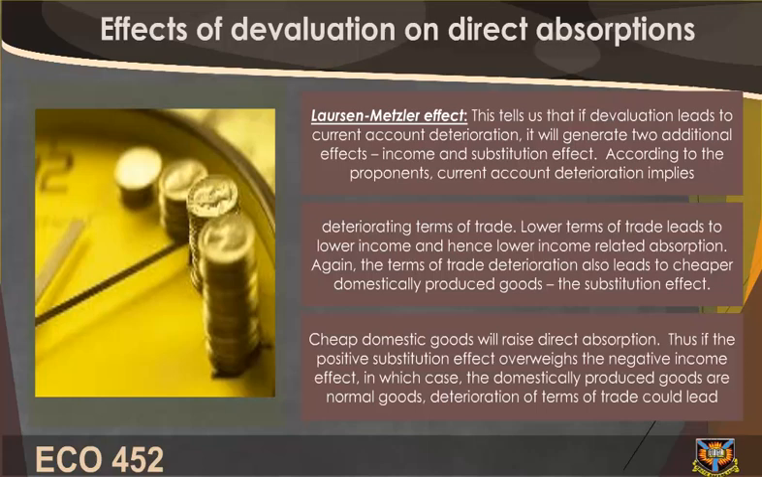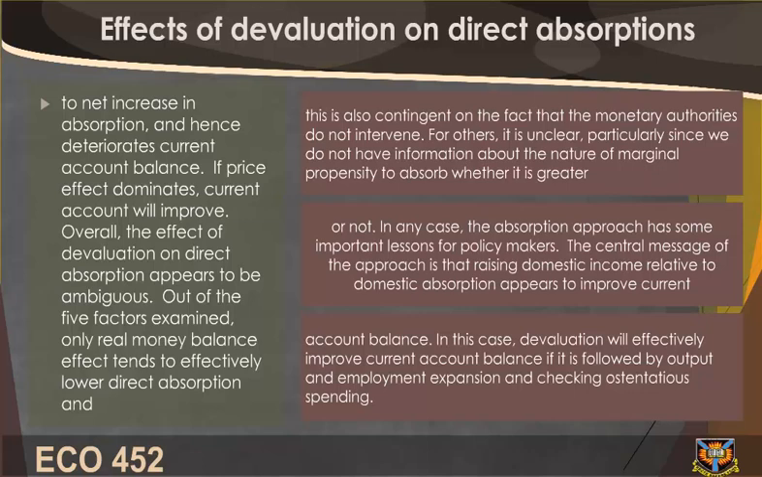Lower terms of trade leads to lower income and hence lower income-related absorption. Again, the terms of trade deterioration also leads to cheaper domestically produced goods. The substitution effect: cheap domestic goods will raise direct absorption. Thus, if the positive substitution effect outweighs the negative income effect, in which case the domestically produced goods are normal goods, deterioration of terms of trade could lead to a net increase in absorption and hence deteriorate current account balance.